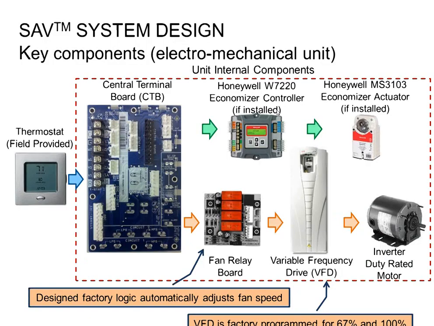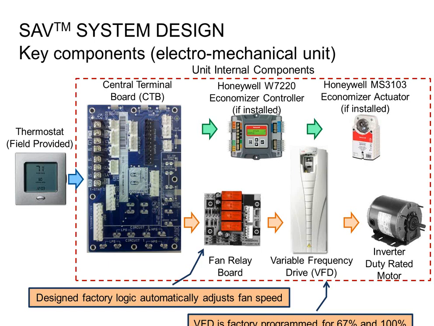A regular Honeywell economizer. If you didn't already know, all the Honeywell economizer model numbers are being obsoleted, and the only one that will remain is the Jade economizer controller, which is the one on the screen here, the W7220, that replaces all the other models.